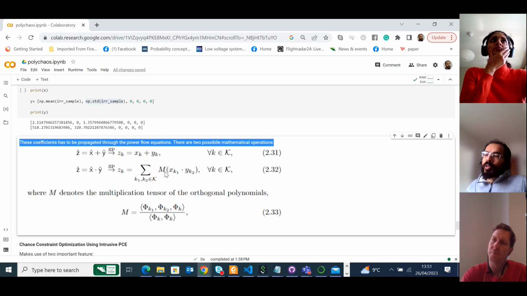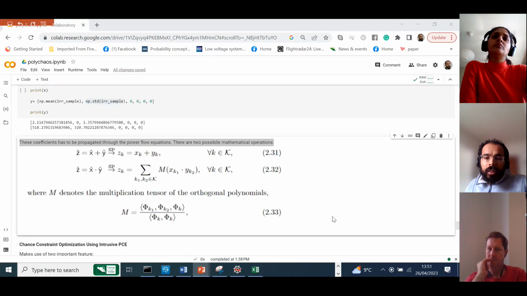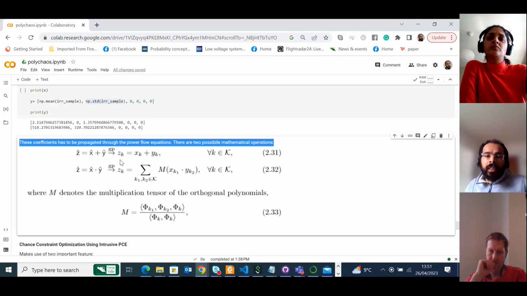So this m comes from, if you remember when I said there is an inner product. If it is not orthonormal, there is some variable. So this m is basically that variable which is pre-calculated, or that constant which is pre-calculated. It's not a variable, it's a constant.